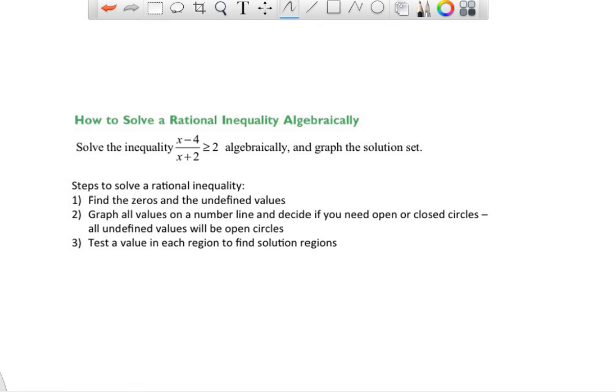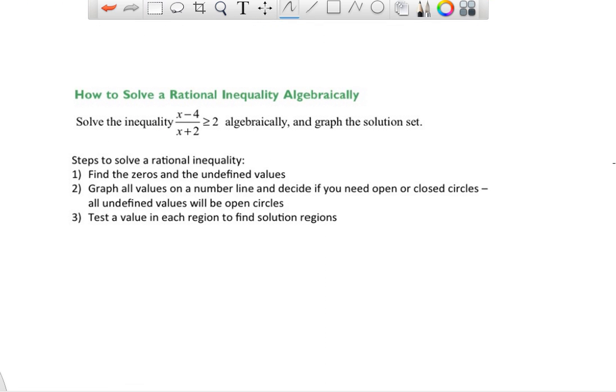Well, it works the same way with rational inequalities. You can either graph the inequality and then answer it, or you can do it algebraically. And I'll do that on the next clip. So this one I'm going to split into two. Alright, so look at the next clip for that one.